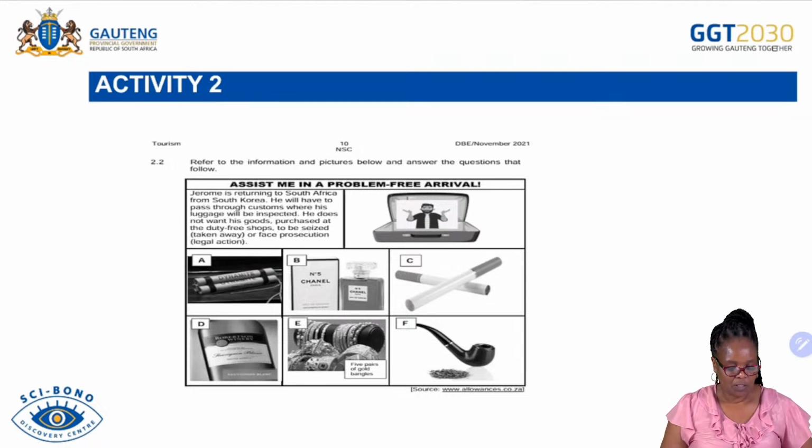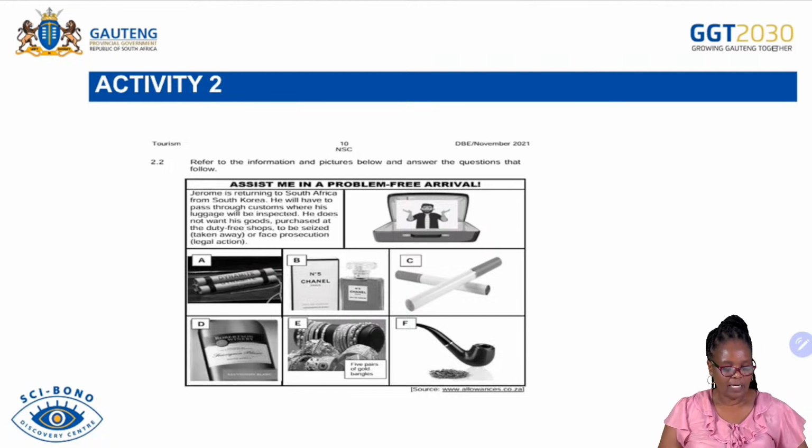Jerome is returning to South Africa from Korea. He will have to pass through customs where his luggage will be inspected. He does not want his goods purchased at the duty-free shop to be seized, taken away, or face prosecution, which is legal action. You can see there, that's the row.